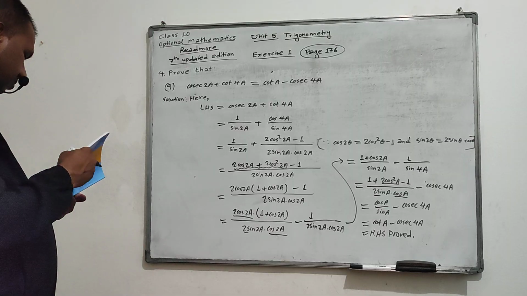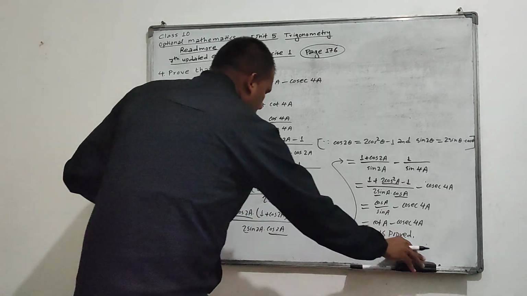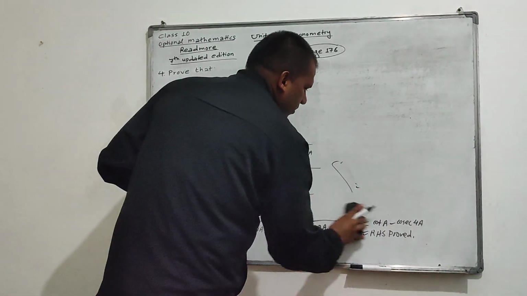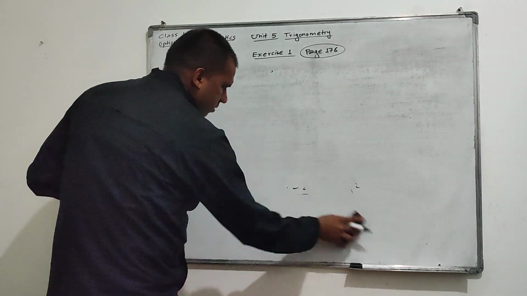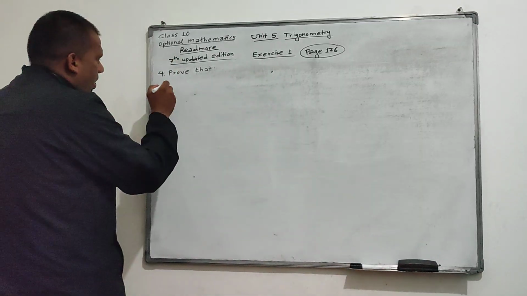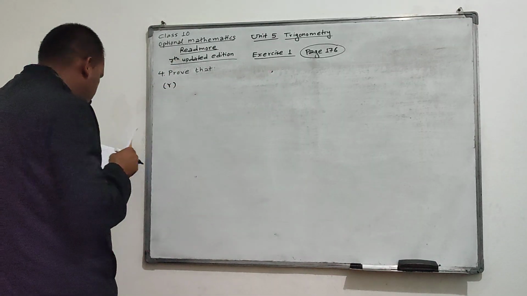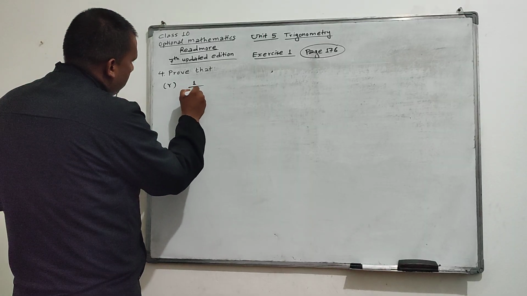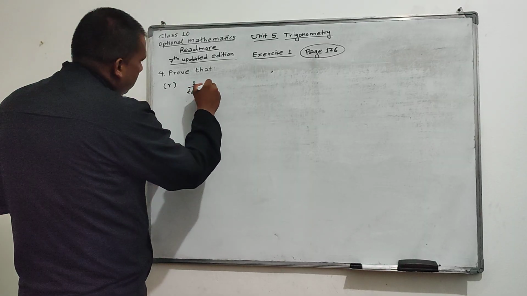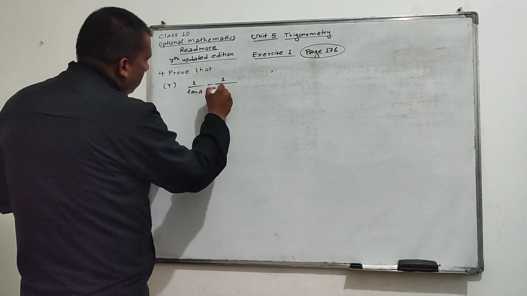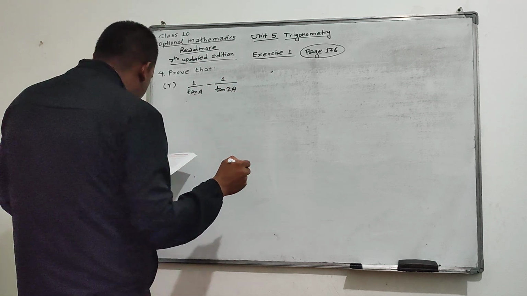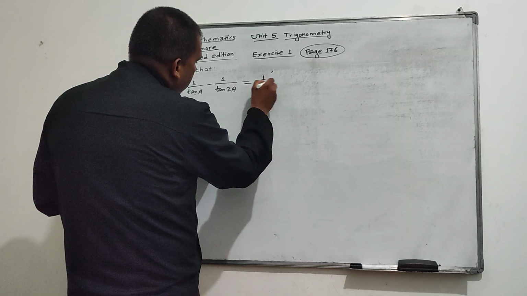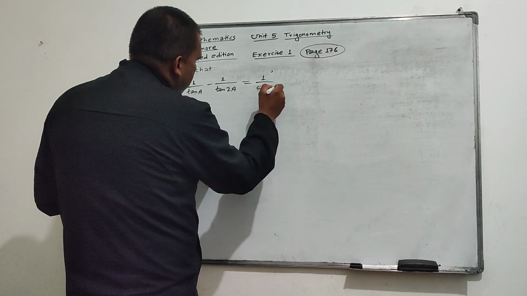Now next question, R. We have 1 upon tan a minus 1 upon tan 2a equals 1 upon sine 2a.